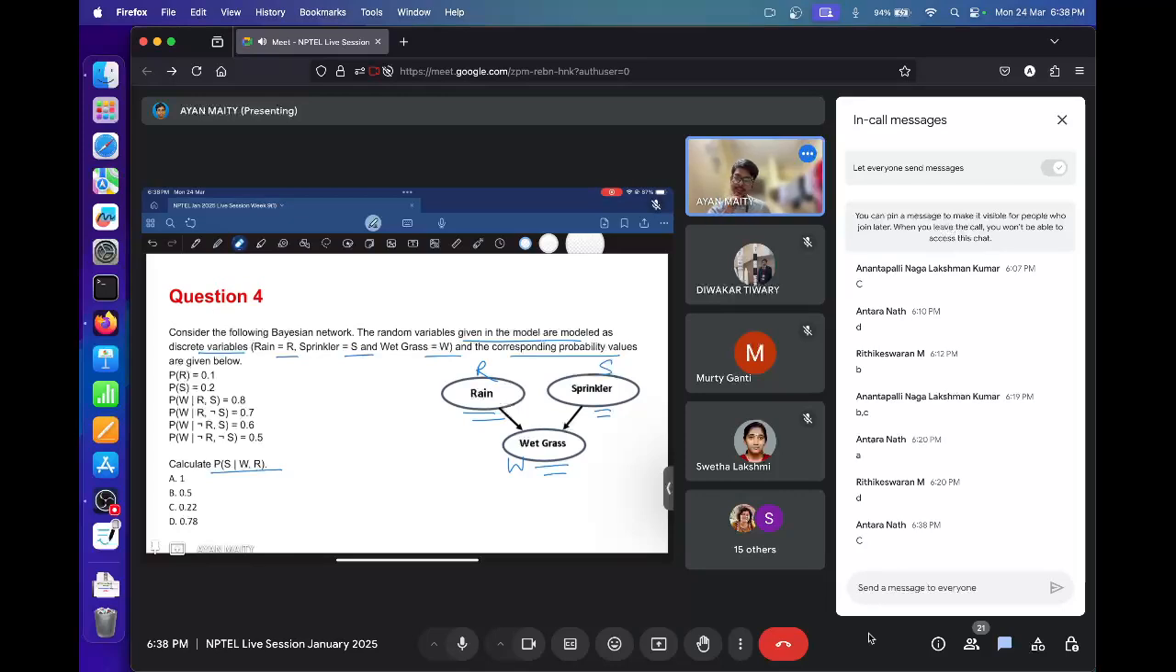Antara now it says option C, which is 0.22. Okay.